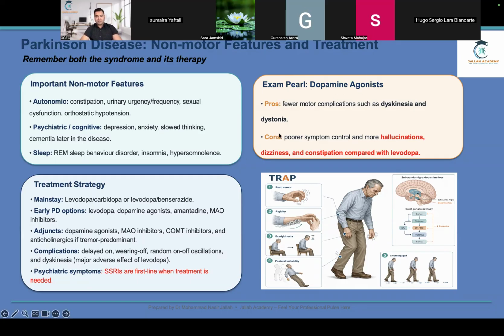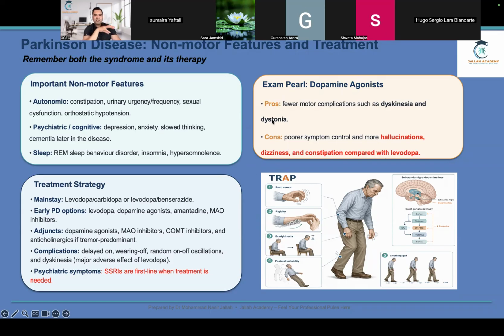Example, dopamine agonist. The pro: fewer motor complications such as dyskinesia and dystonia. Cons: poorer symptom control and more hallucination, dizziness, constipation compared with levodopa. So we try not to use this a lot because the chances of developing hallucination, dizziness, constipation compared to levodopa is higher, but it has fewer motor complications such as dyskinesia or dystonia.